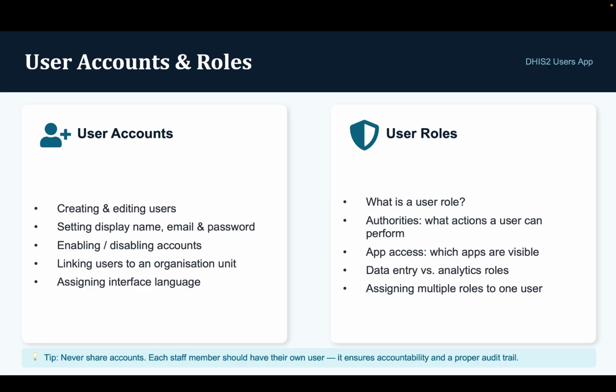Again, talking about organization units, it is a facility. It could be a hospital, it could be an island, it could be a country. So anything which is a facility or an administrative unit is called an organization unit in DHIS2, or now we call it KMIS. Then assigning interface language: through this, we could also change the language if required.